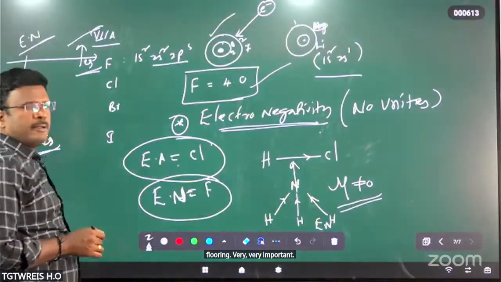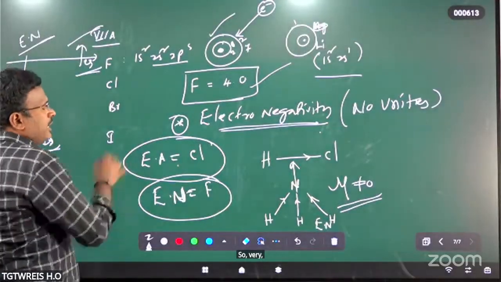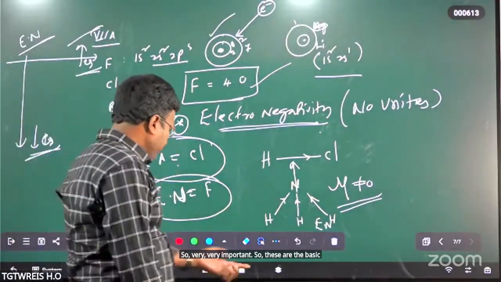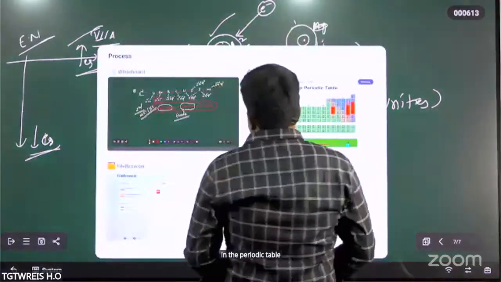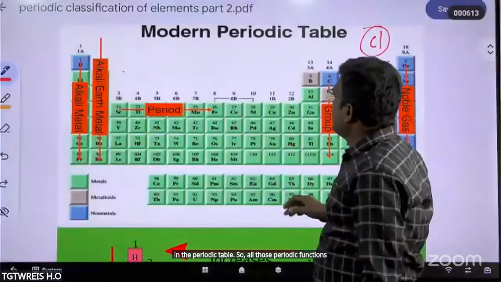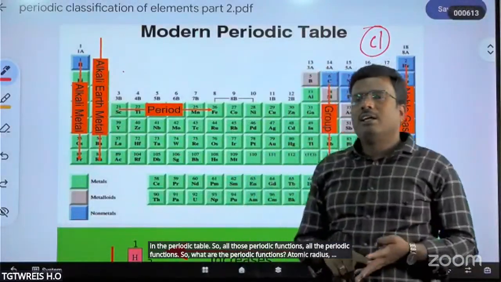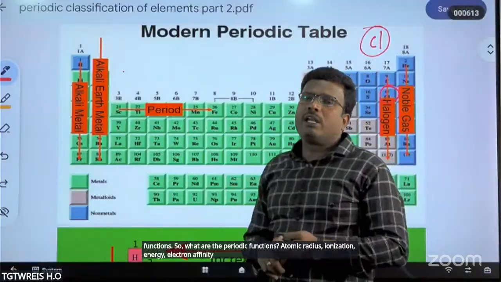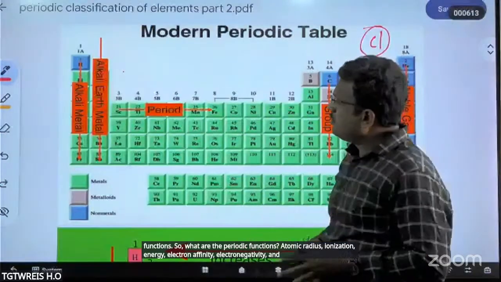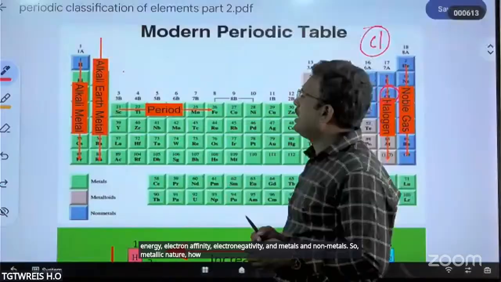Okay, right. So very, very important. These are the basic concepts in the periodic table. So all those periodic functions. What are the periodic functions? Atomic radius, ionization energy, electron affinity, electronegativity, and metals and non-metals. So metallic nature, how the metallic and non-metallic nature changes.